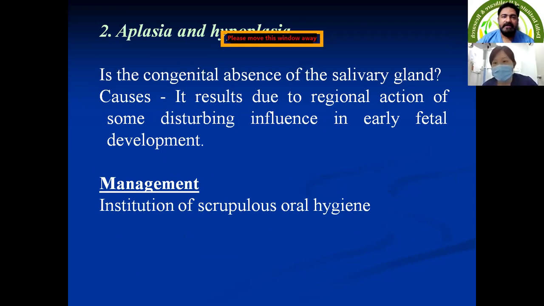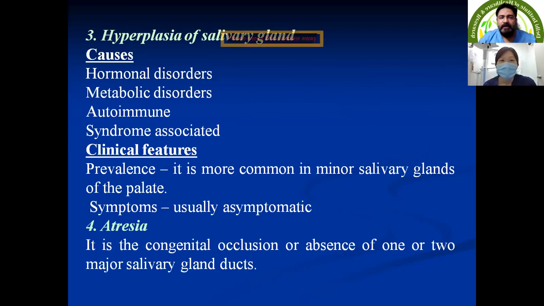Then next is aplasia or hyperplasia. Aplasia is a congenital absence of the salivary gland. Cause: it results from some disturbing influence in the early fetal development. Management: institution of scrupulous oral hygiene. Hyperplasia of salivary gland causes: hormonal disorders, metabolic disorders, autoimmune syndromes. Clinical features: prevalence is more common in minor salivary glands of the palate. Symptoms: usually asymptomatic.